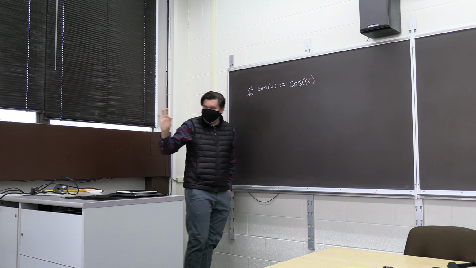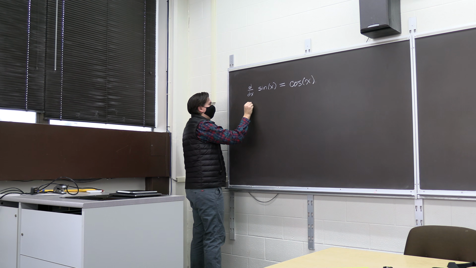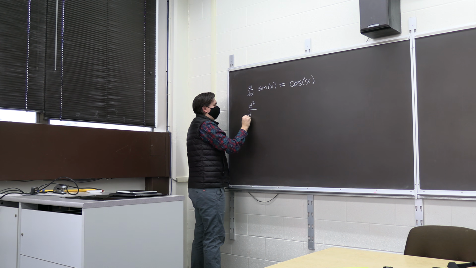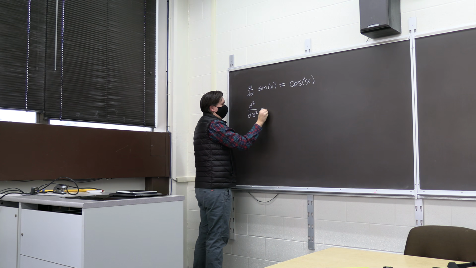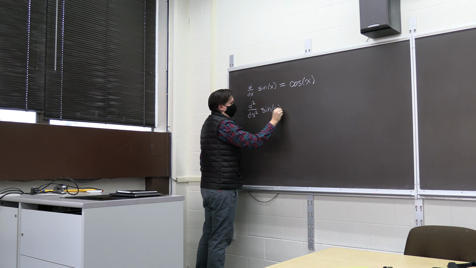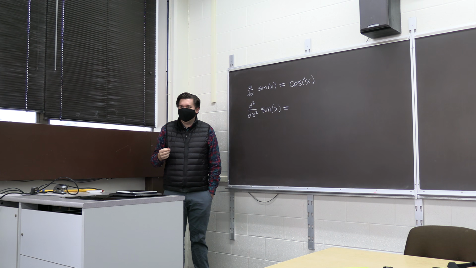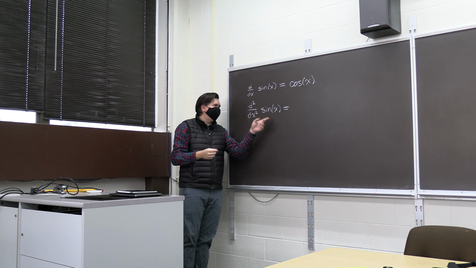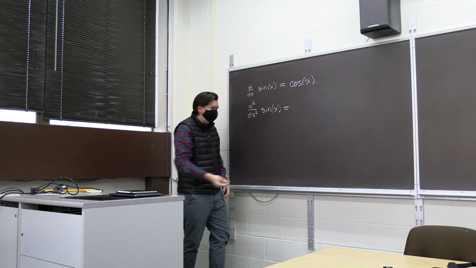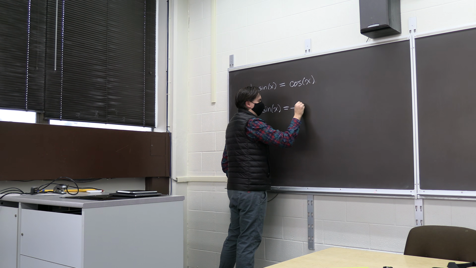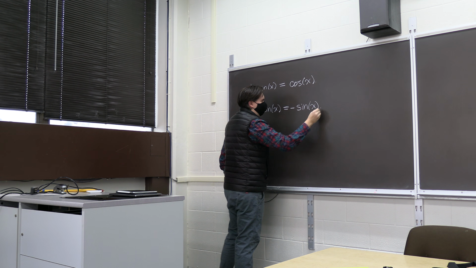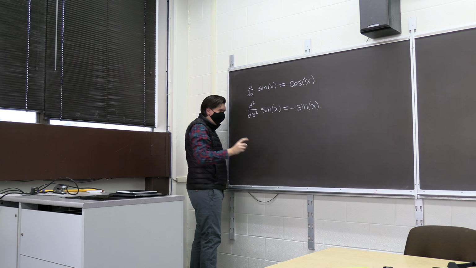Okay, let's make it a little bit more tricky. What is the second derivative of sine of x? I got you now. It's like, well, the derivative of sine of x is cosine, the derivative of cosine is minus sine of x. Good. One more.